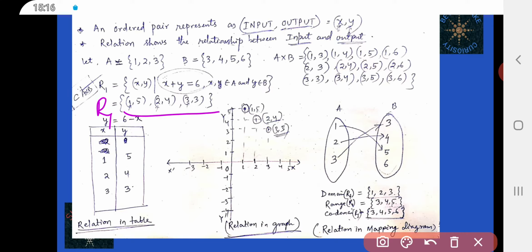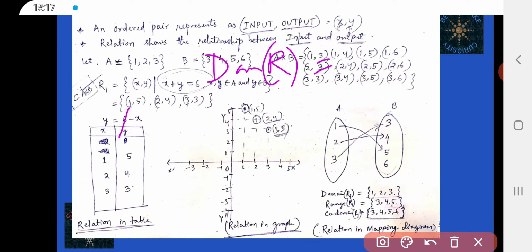Okay, and you can show it in a table like this, you can show it in a graph, you know how to do it, and you can show it in an arrow diagram or mapping diagram. Okay, and now you see, you find the domain of R.